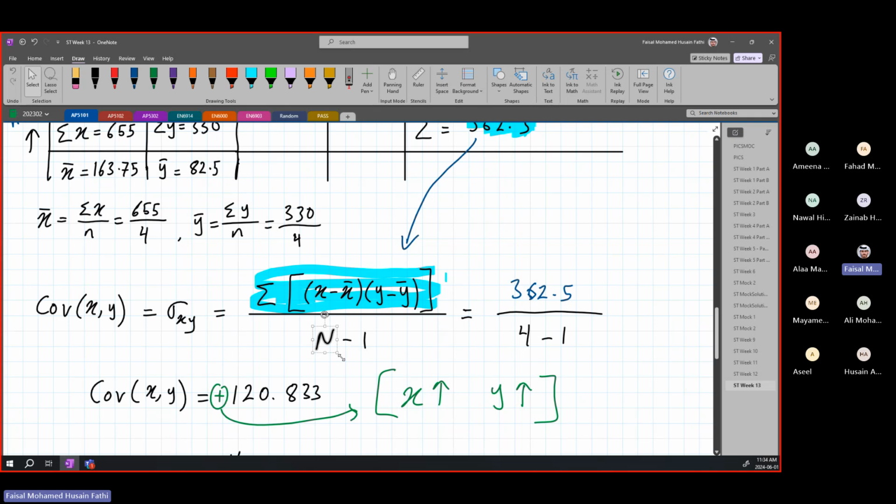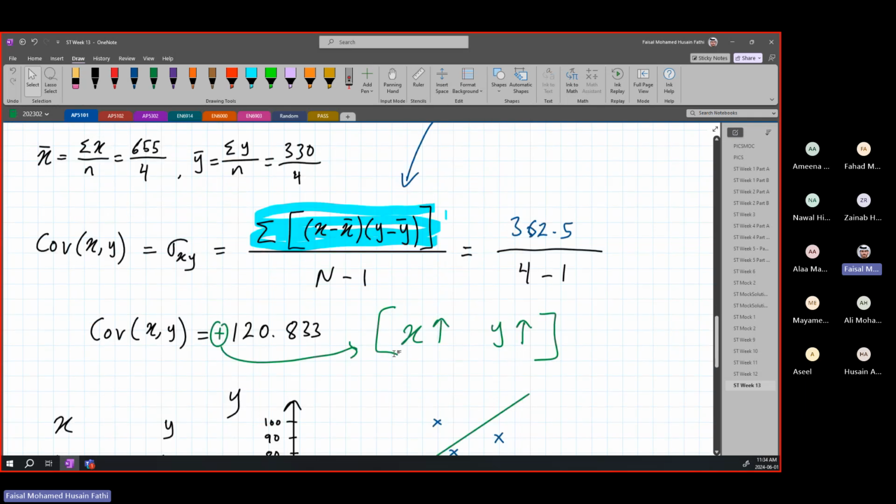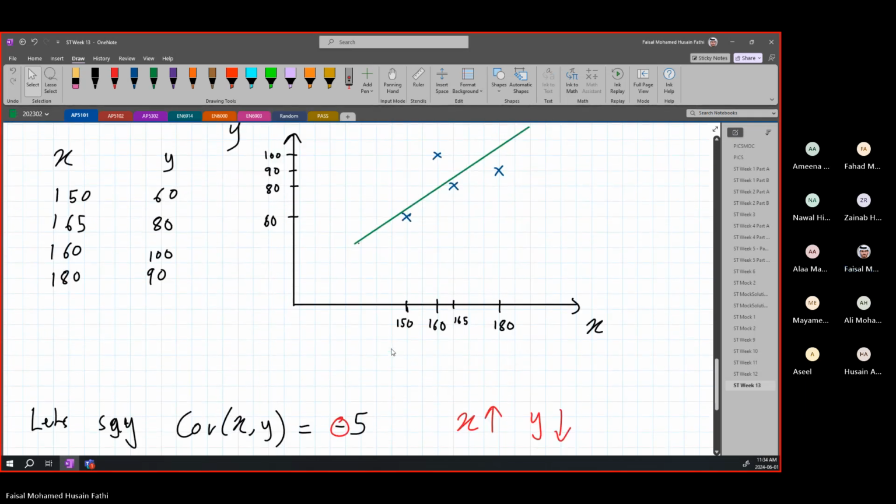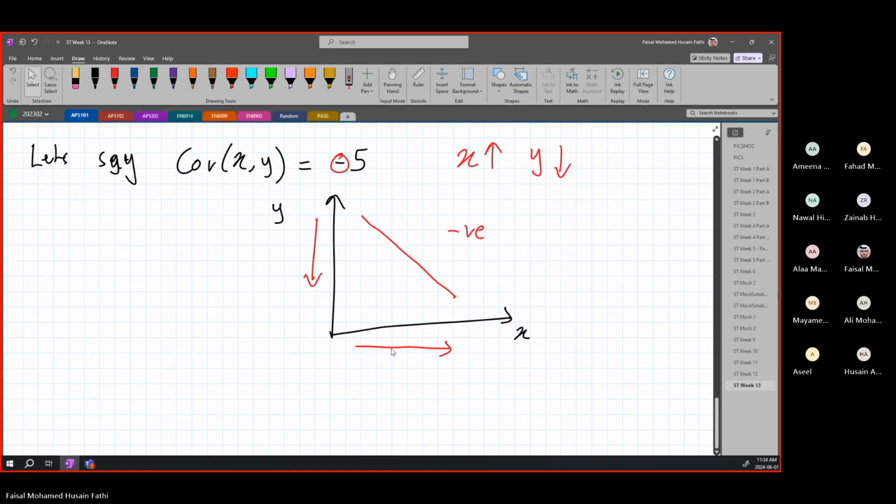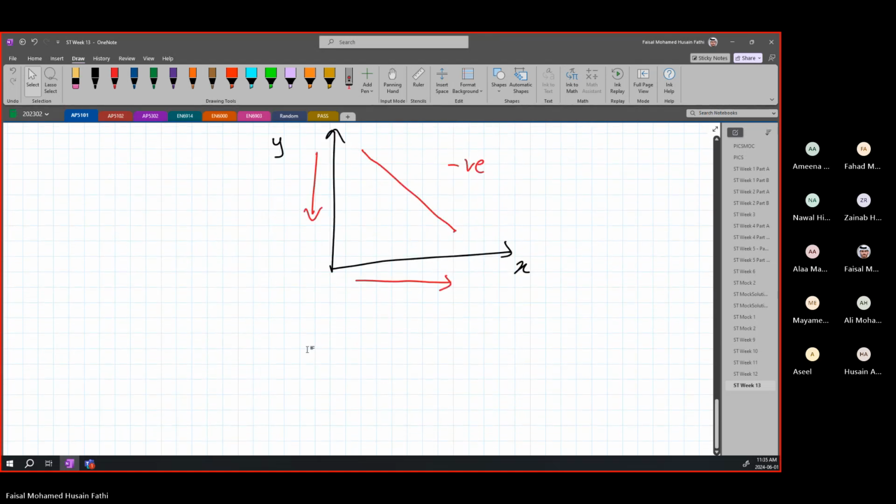Any questions about covariance before moving on? I feel like it's pretty clear.